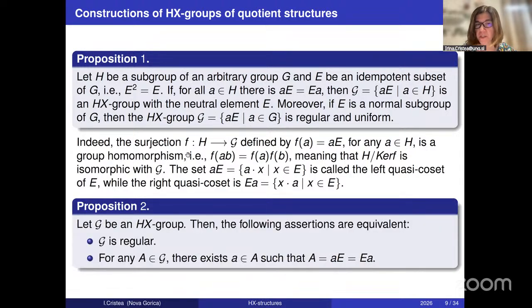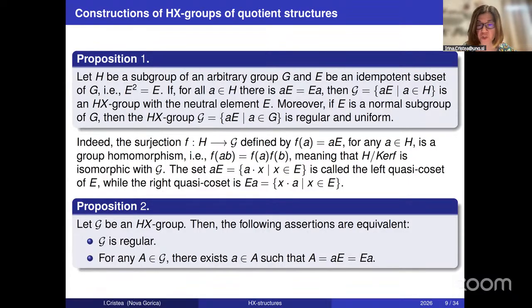Indeed, the surjection f defined from the subgroup H to the HX group G, in the intuitive manner, f of A is the class AE, is a group homomorphism. So this means that I can quotient H with the kernel of this surjection, and the quotient set is isomorphic with the HX group G. This set is called the left quasi coset of E, while the other one clearly is the right quasi coset.